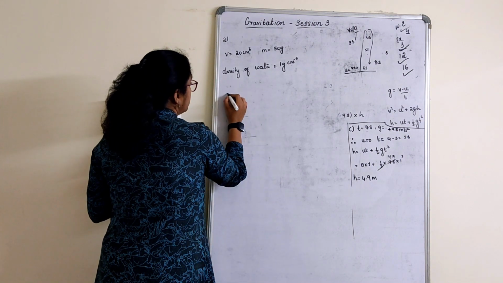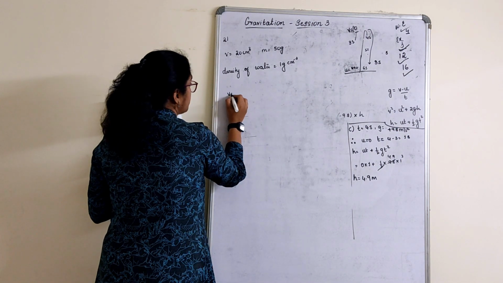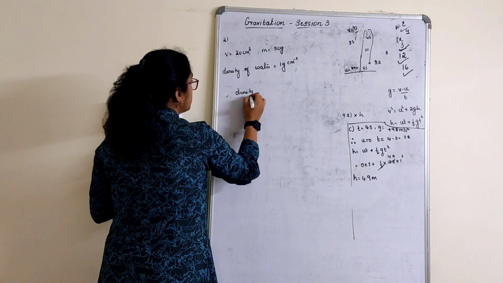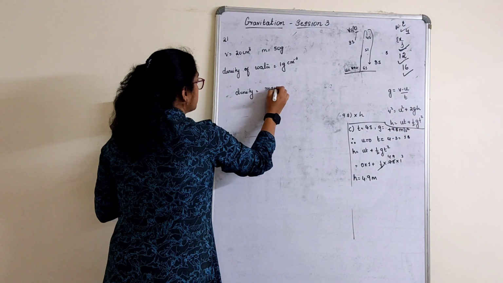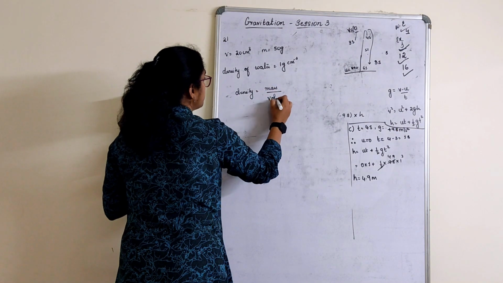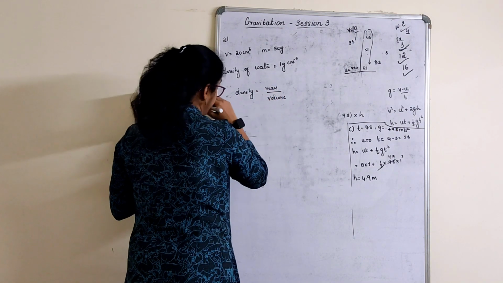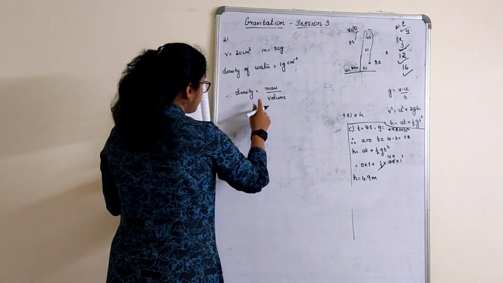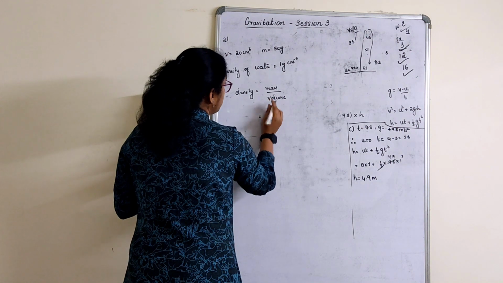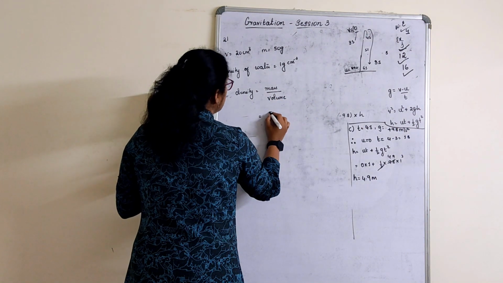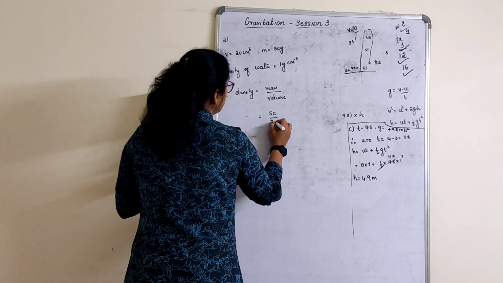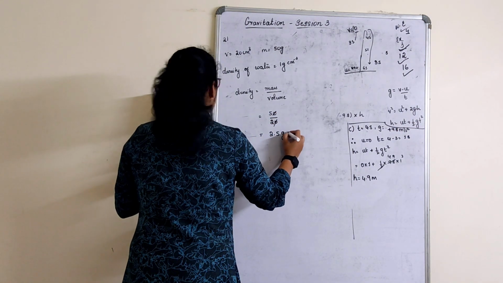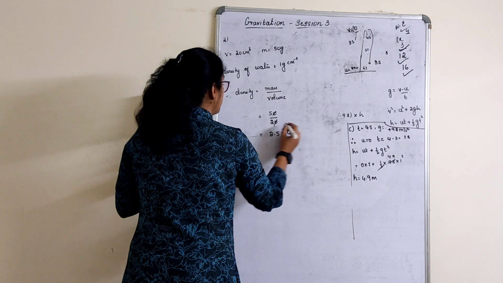So formula, density is equal to mass by volume. Okay, so we have given this to compare it over here. Density is equal to mass by volume. So what is mass? Mass is 50. What is volume? It is 20. So this is 2.5 gram centimeter cube density.